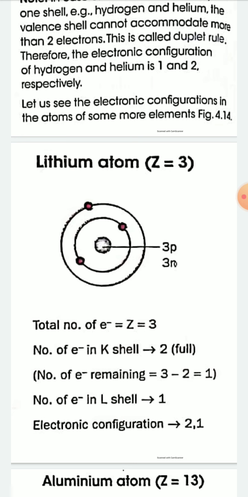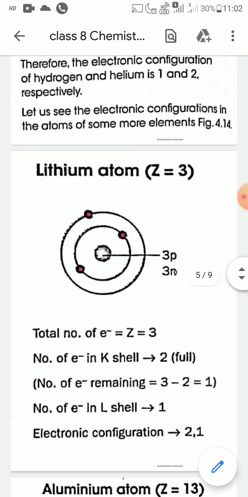First, the electronic configuration of the lithium atom. The atomic number of lithium is 3. So in a lithium atom there are 3 protons, 3 neutrons and 3 electrons, and you know that protons and neutrons are present in the nucleus of an atom, and electrons are revolving around the nucleus in different cells.